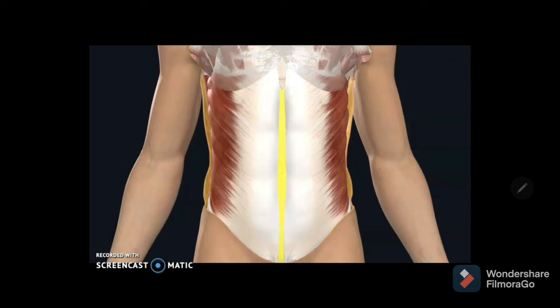So these are the big muscles of the anterior abdominal wall, and you will also see one more small muscle, that is the pyramidalis, what you are noticing there.